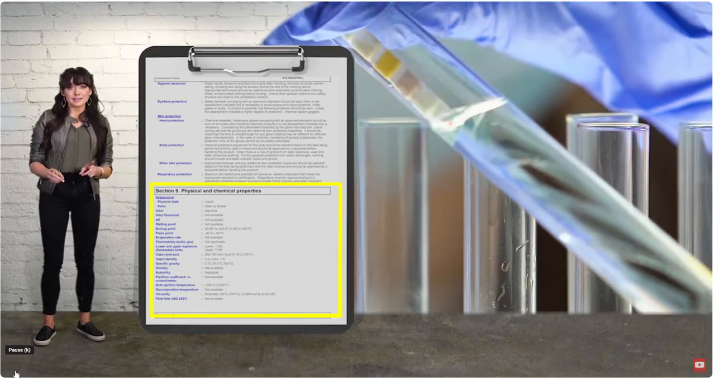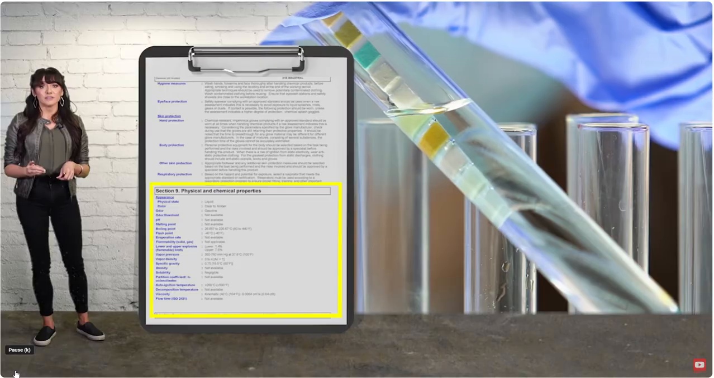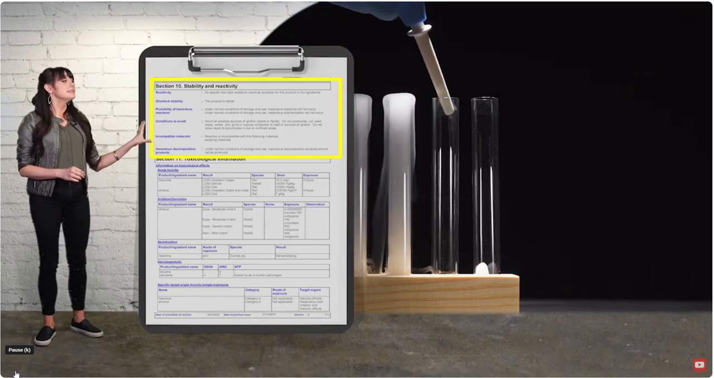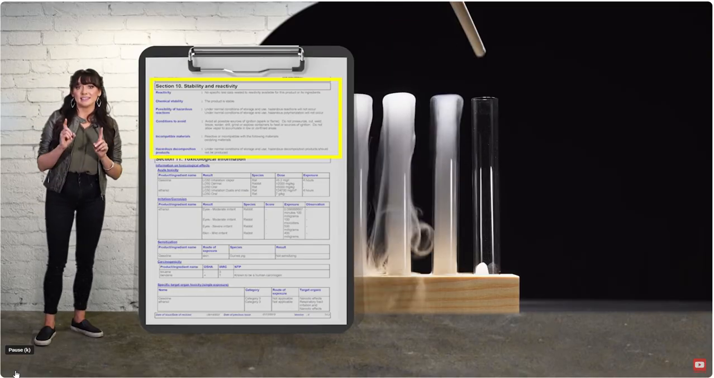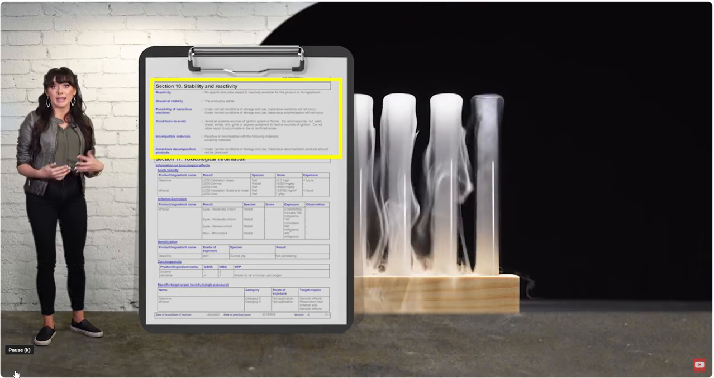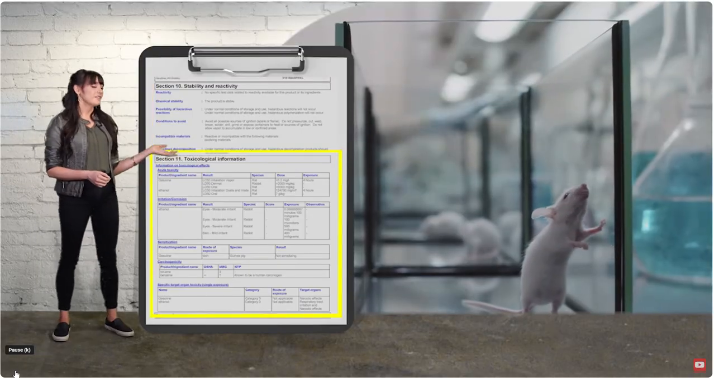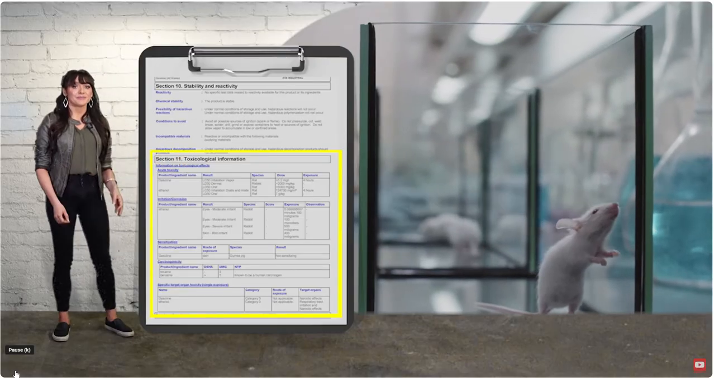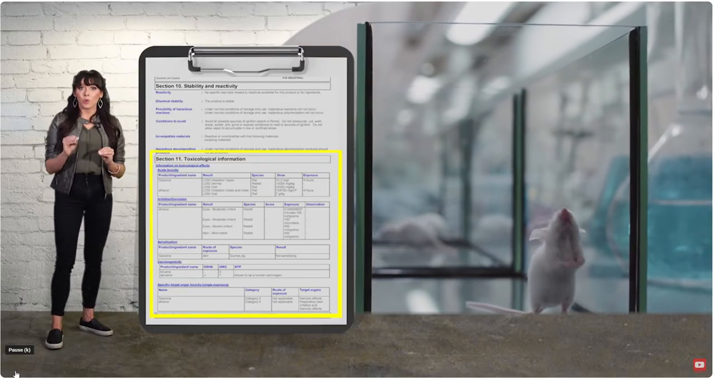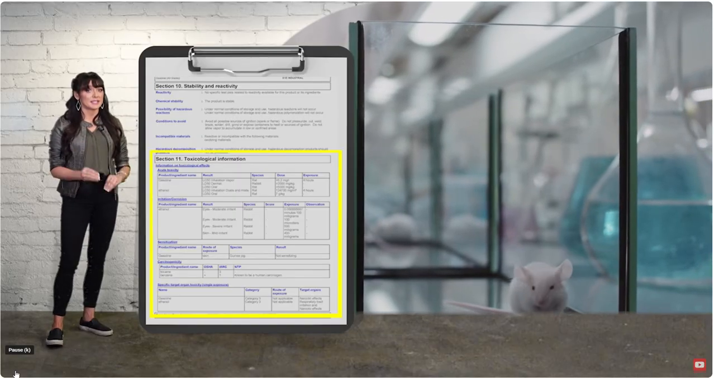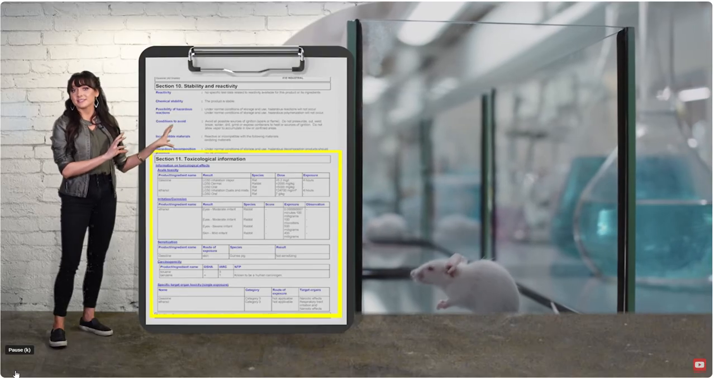Section 9, Physical and Chemical Properties. This one is actually surprisingly useful. Here you can find information like pH and boiling point. Section 10, Stability and Reactivity. This includes the chemical stability and the possibility of hazardous reactions. Section 11, Toxicological Information. If you're looking to find out more information about any toxicology studies that have been conducted on the substance, this is an excellent place to start.